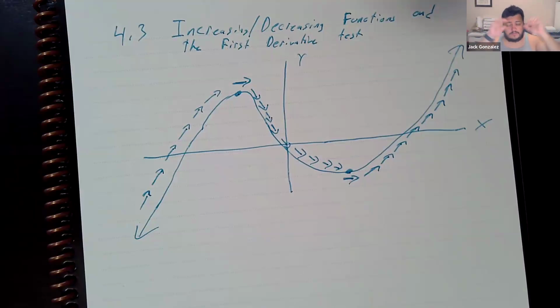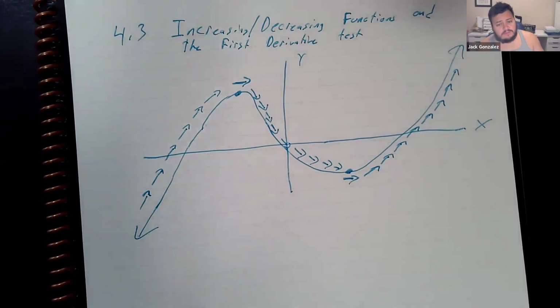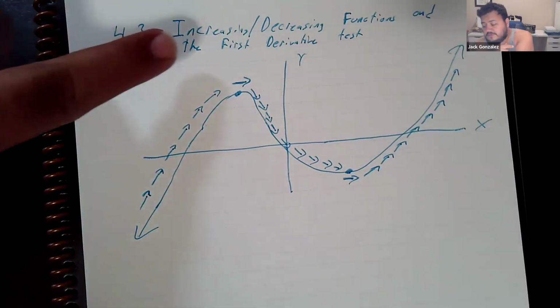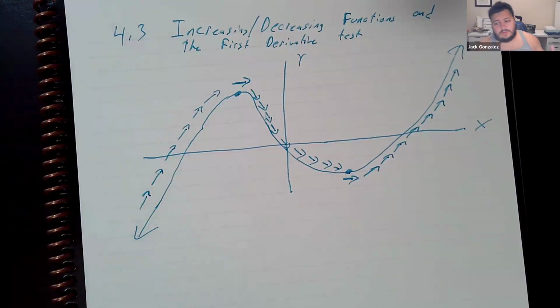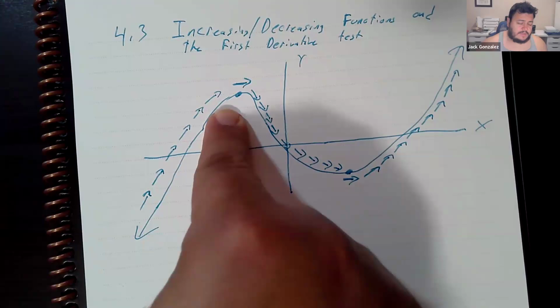Before we move on, is that clear? Yeah, because a lot of the chapter is going to keep asking, find max, find min. If they mention first derivative tests, then you've got to figure out, okay, where am I increasing, where am I decreasing? And then you can talk about minimums and maximums.